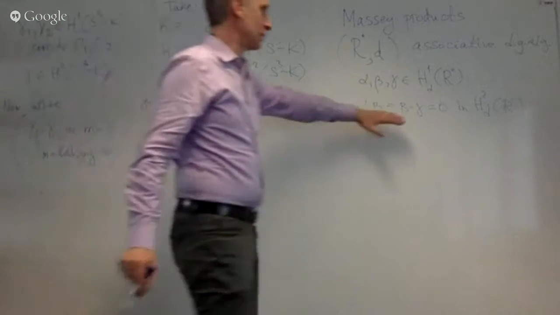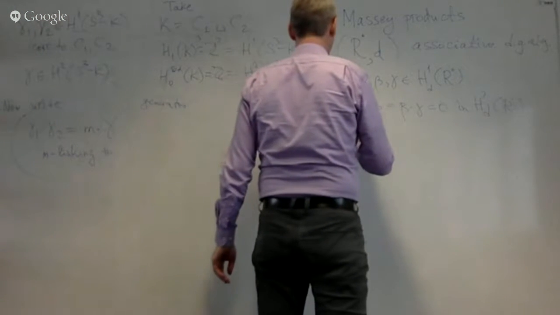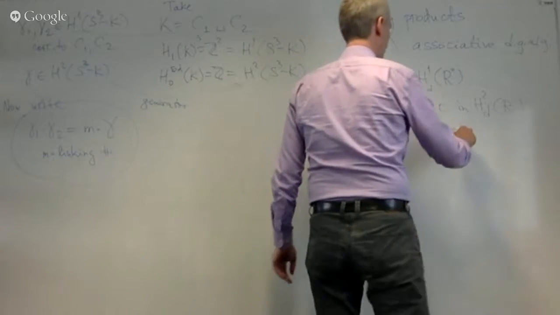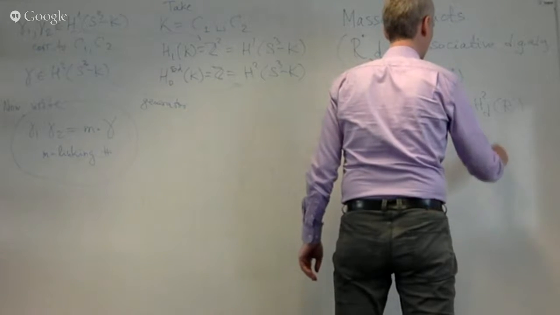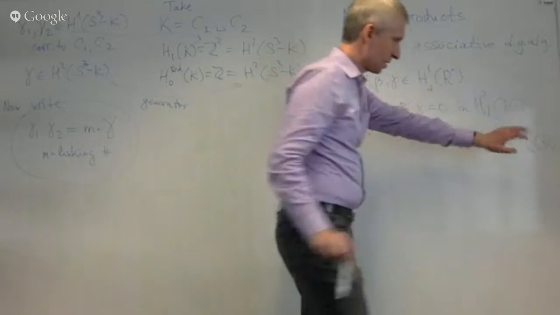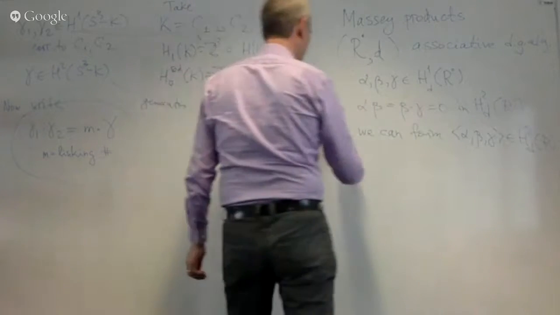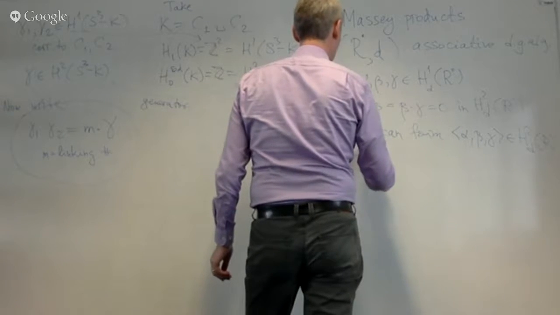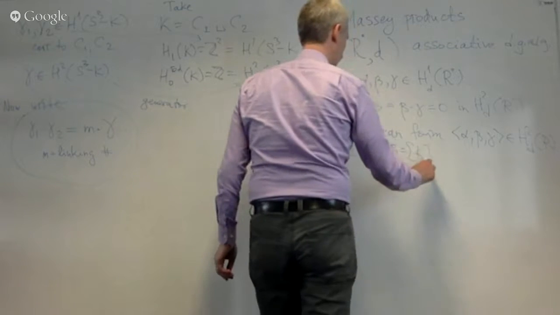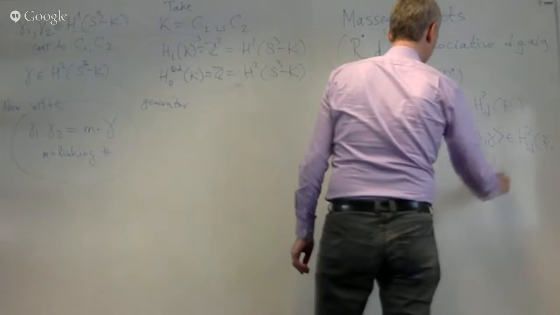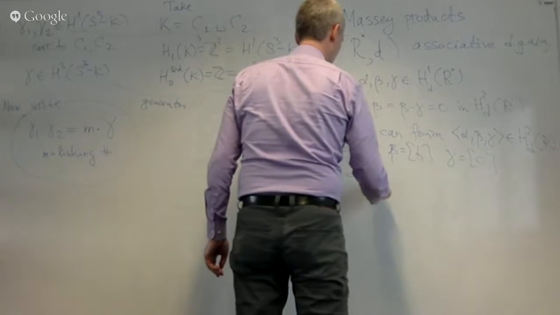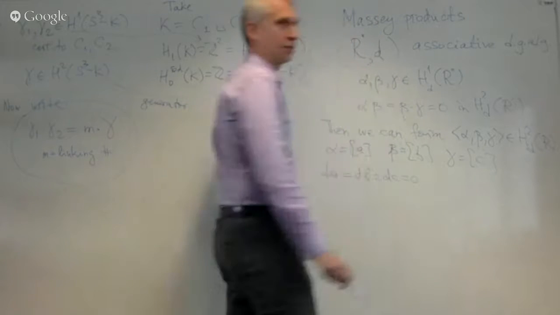So suppose this is so, then we can form a triple product called alpha beta gamma, again in H2. It's in fact not completely unique, but as follows: we write alpha is the class of A, beta is the class of B, gamma is the class of C. So we have dA equals dB equals dC equals 0.